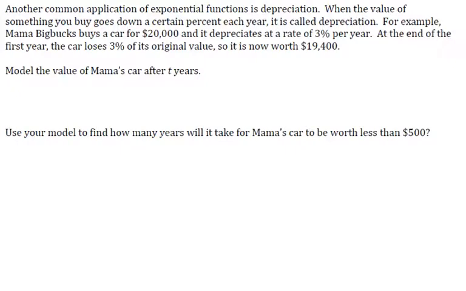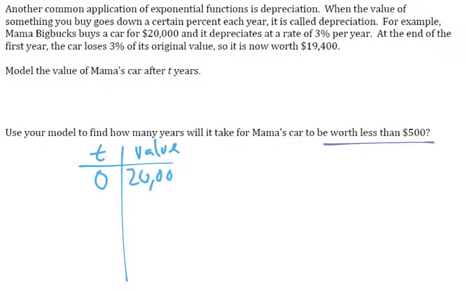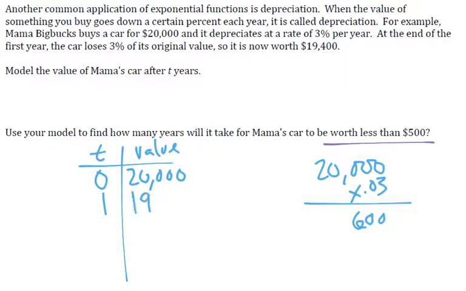So once again, we're trying to figure out how to do this using the same idea. How long will it take us to be worth less than $500? Let's apply that same thought process here, so let's make a table. We've got T for years and the value of the car. We start out at $20,000. After that first year, it depreciated by 3%. Once again, 20,000 times 0.03 was 600. So they subtracted 600 and got 19,400. Having issues with my numbers today. So that's going down.